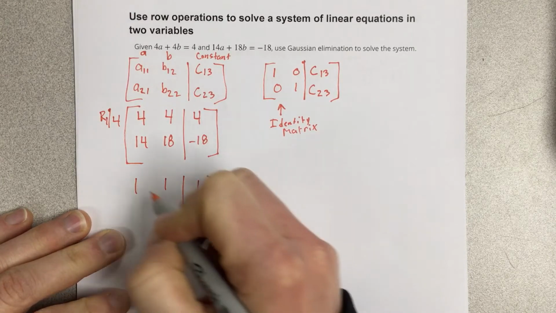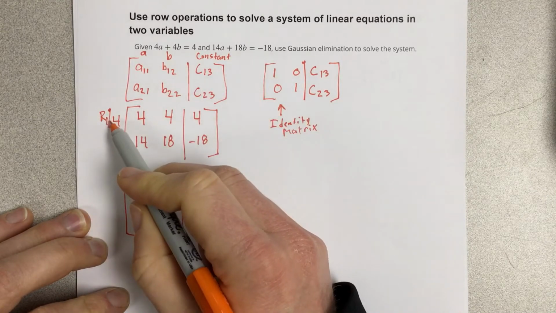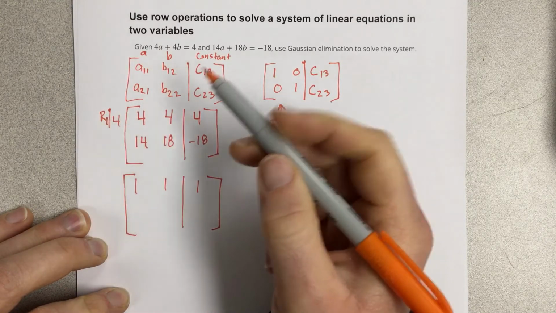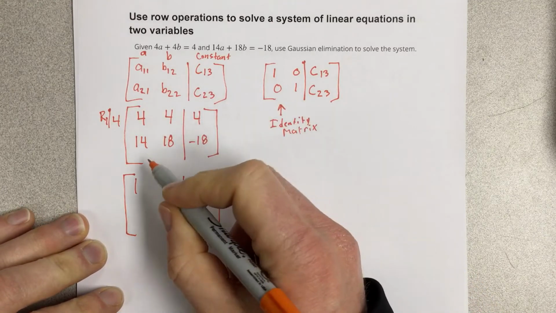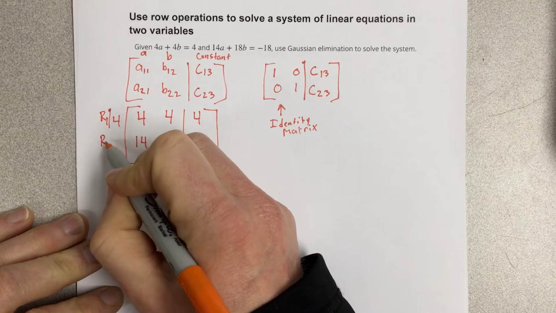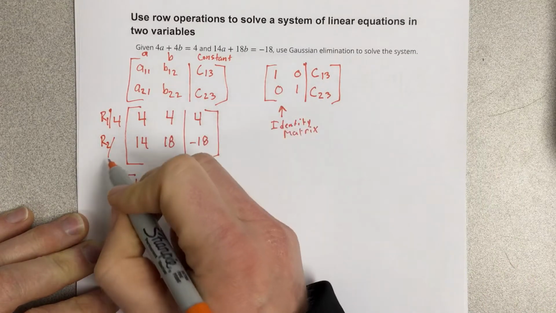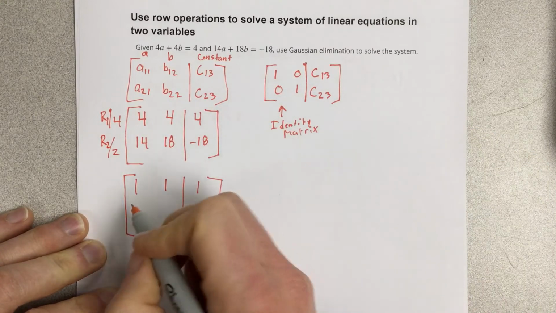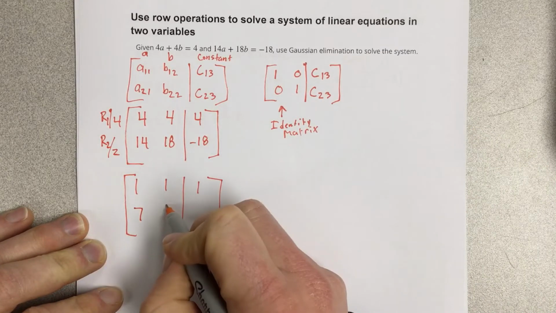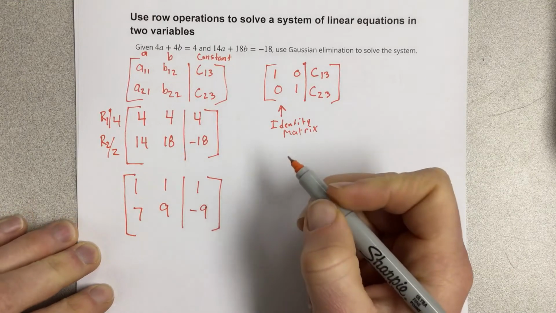Now when you do things with matrices, I'd suggest that you write out an explanation of what you're doing with each row so that you can trace back if you make any mistakes. I'm also going to do row 2, and because they're all divisible by 2, I should divide them all by 2, so row 2 divided by 2. 7, 9, and that'd be negative 9.